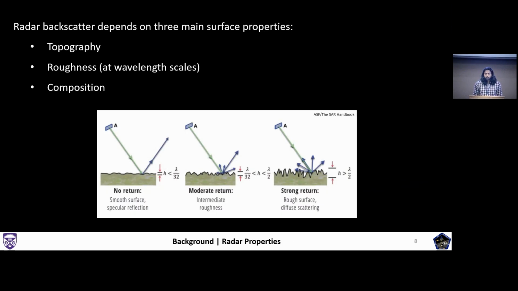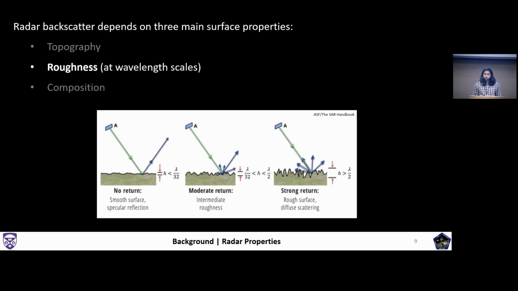During this presentation, I will use terms like backscatter and light. Please note that I'm referring to radio light or radar light. So when we talk about backscatter, it's the amount of light reflected by the surface that is returned to the radio sensor or radar sensor. It depends on three main surface properties, but we're going to focus on roughness.